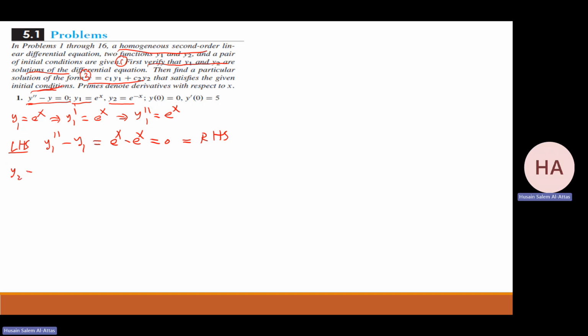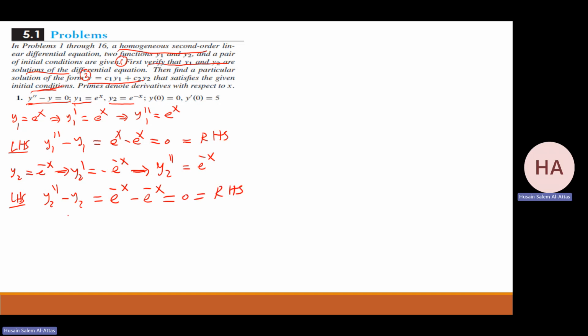Now for y2 is e to the minus x, y2 prime is minus e to the minus x, y2 double prime will be e to the minus x. The same, left-hand side, y2 double prime minus y2, what do you got? e to the minus x minus e to the minus x, which is 0, which is the right-hand side. So for sure, y1 and y2 are solutions of this differential equation.